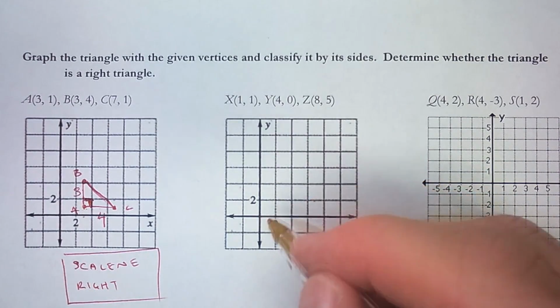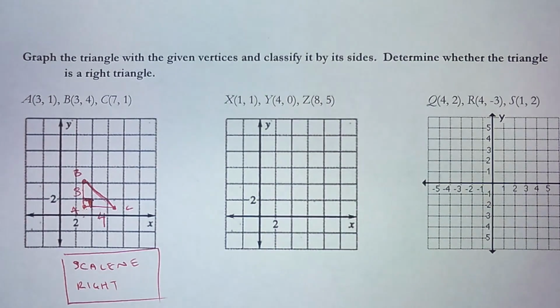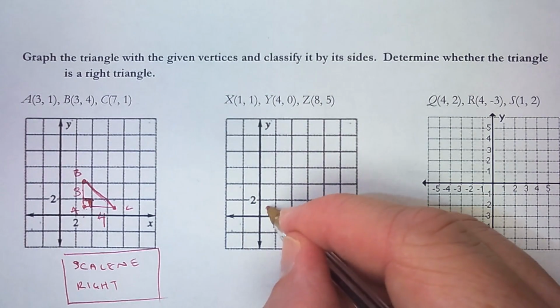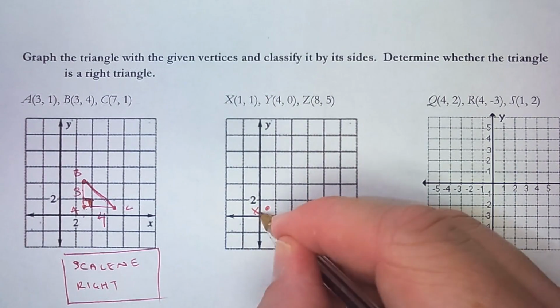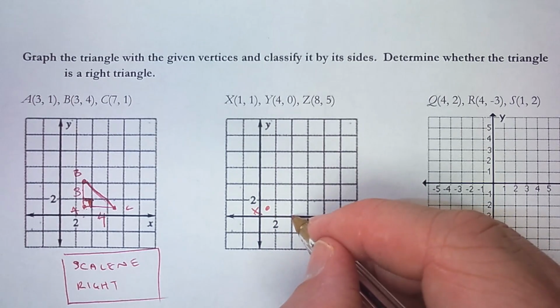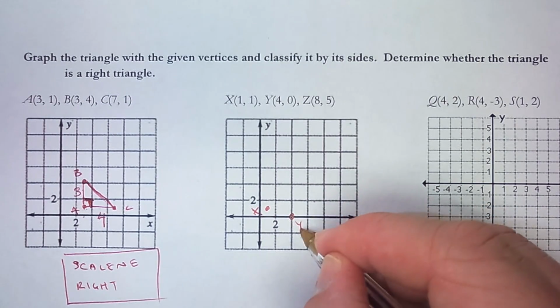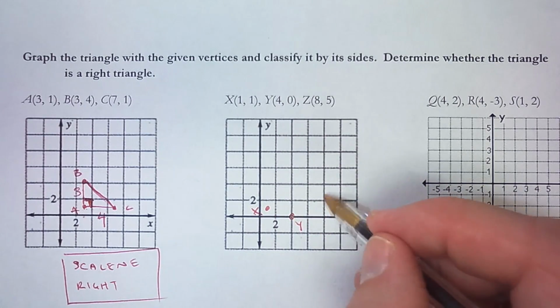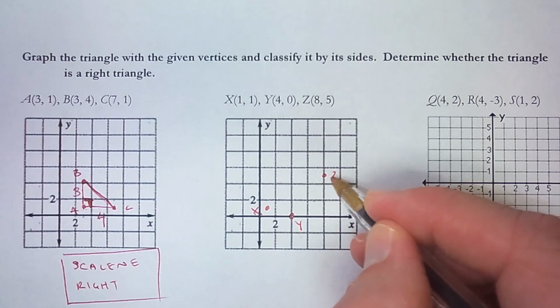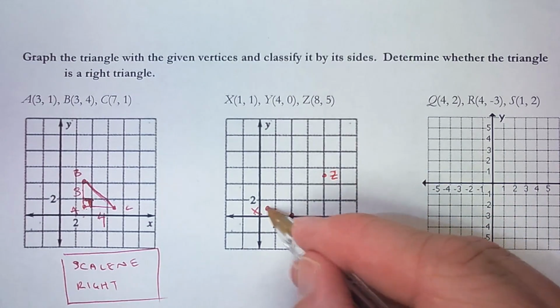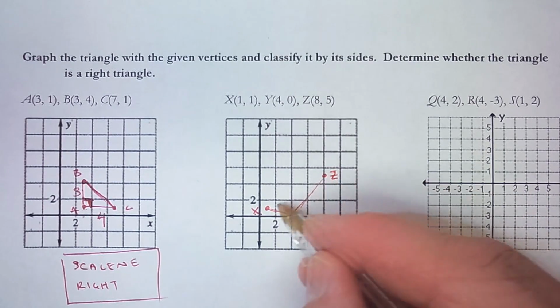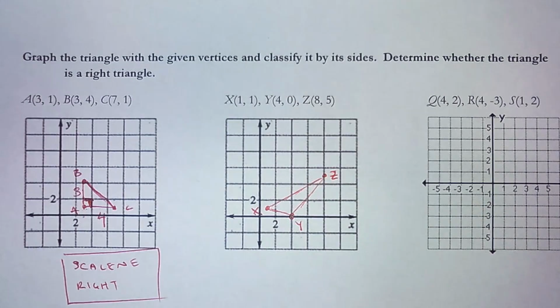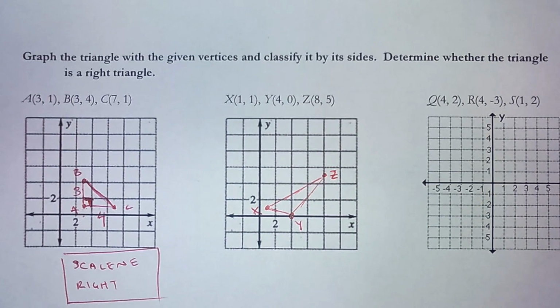Okay, next I have 1, 1. And again, we have a scale of 2, so 1, 1 is right here, so that's X. Y is 4, 0. And then Z is 8, 5. Okay, so there's triangle XYZ.